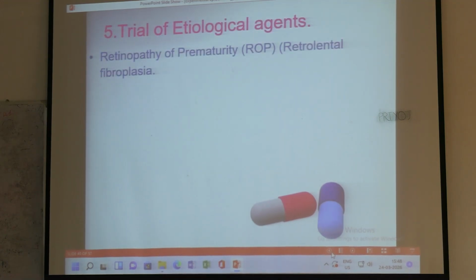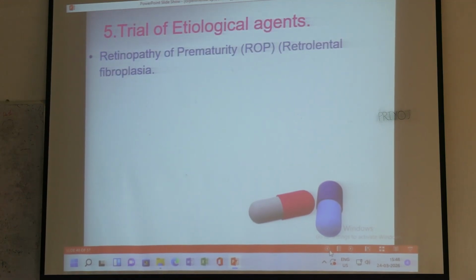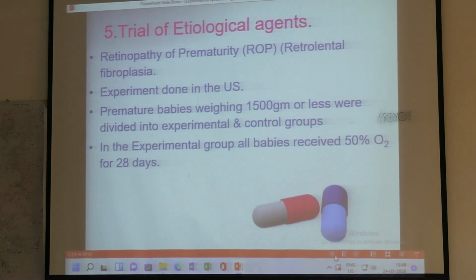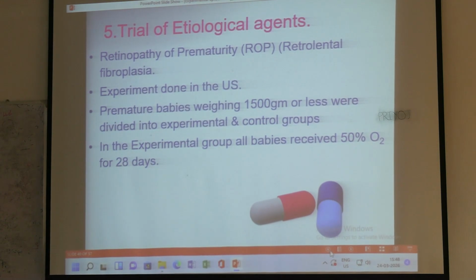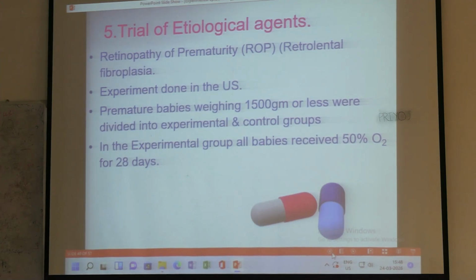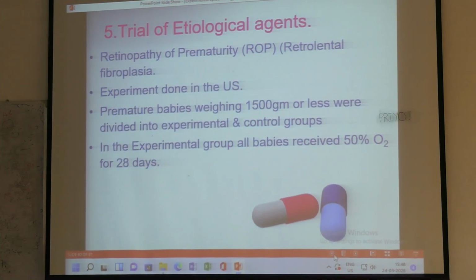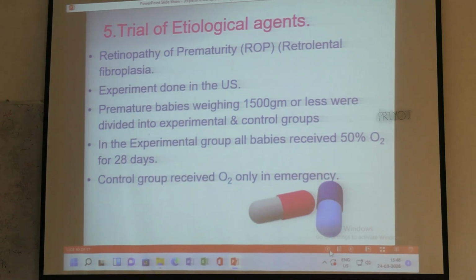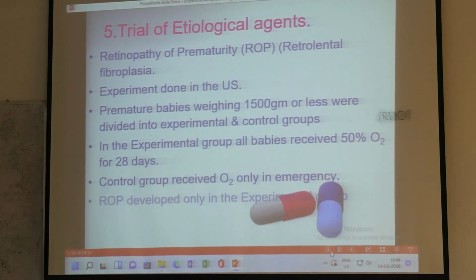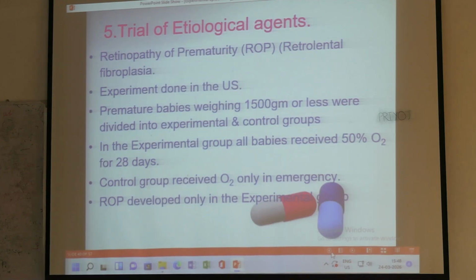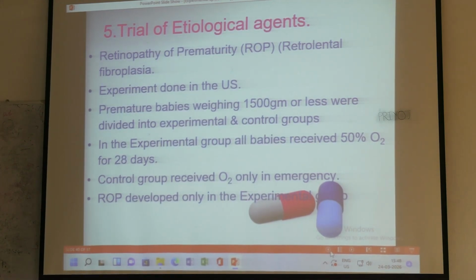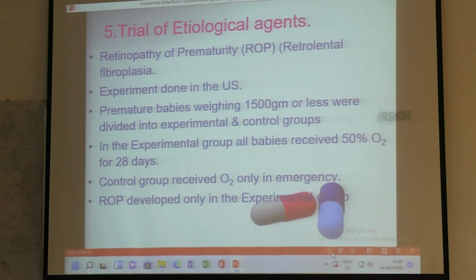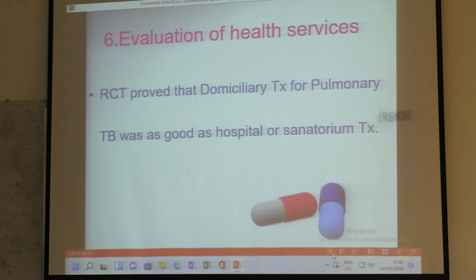Trial of etiological agents, like retinopathy of prematurity, is another one. Premature babies weighing 1.5 kilograms were divided into experimental and control groups. In the experimental group, all were given oxygen for 28 days, and the control group received oxygen only in emergencies. What happened was, retinopathy of prematurity developed only in the experimental group, that is, in the people who got 50% oxygen.